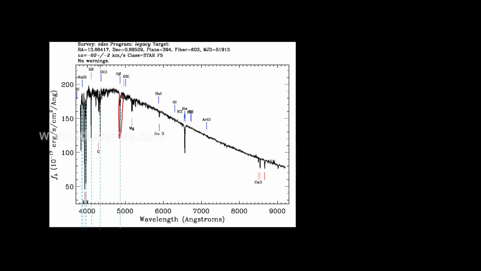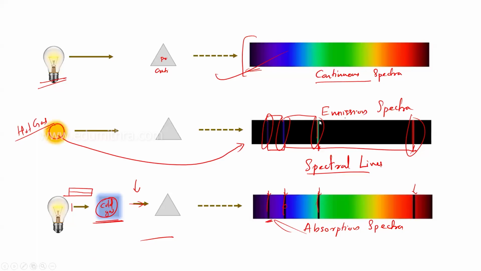So that is why here we have written something like this. The first one is the emission spectra, because of the emission of energy when the electron jumps from a higher energy to a lower energy. The same thing, if it goes from the lower energy to the higher energy, it has to absorb energy.